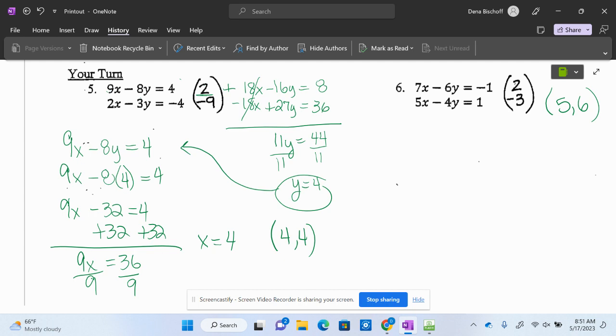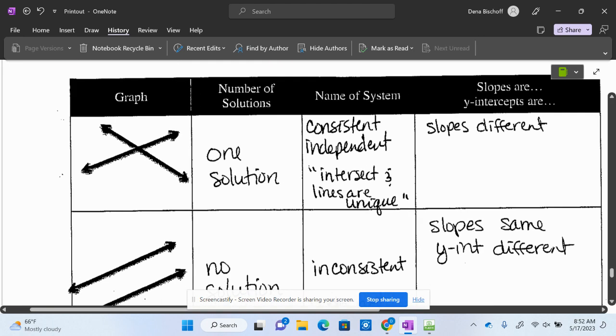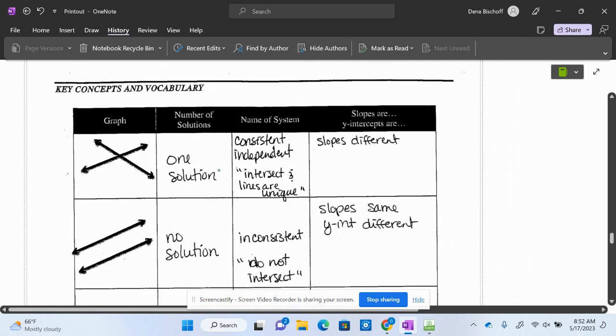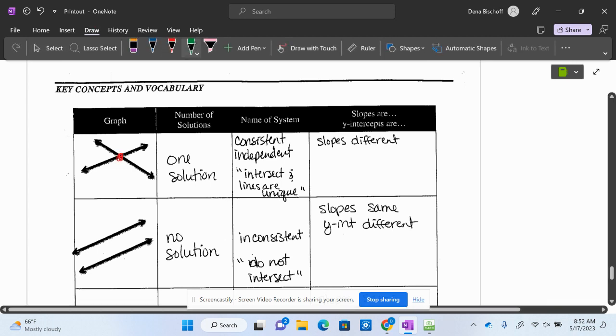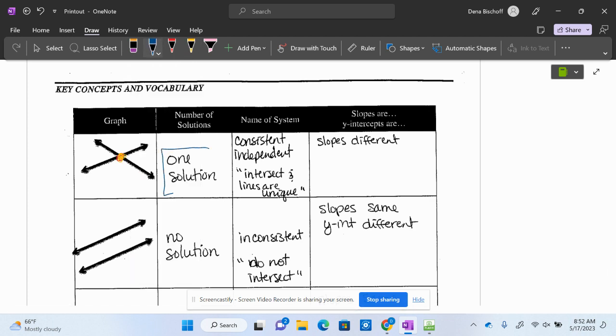I want everyone to look at the last page because this is important. The last page talks about solutions. When you have a system that has one solution, that means the lines intersect at exactly 1 point. That means it has one solution, and it's called consistent independent. Consistent means they intersect. Independent means the lines are unique. They're not the same line.